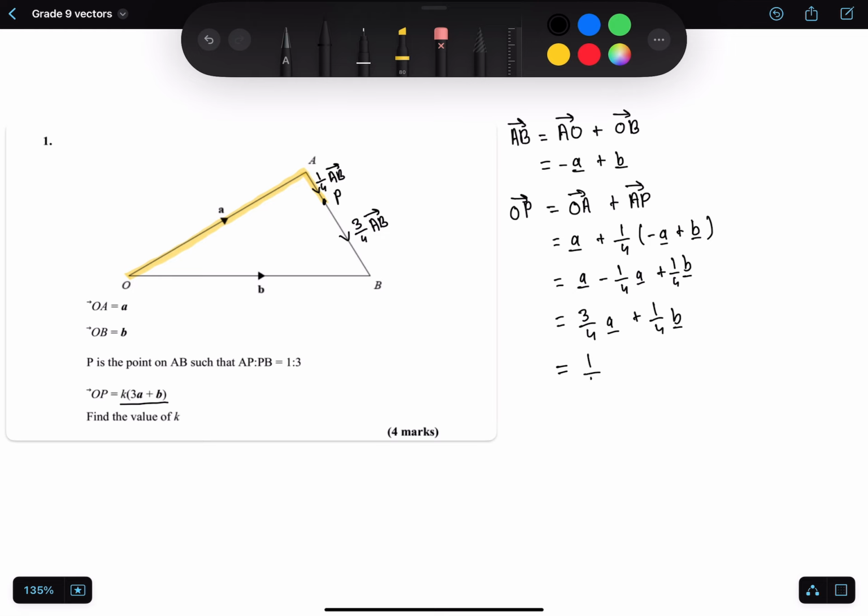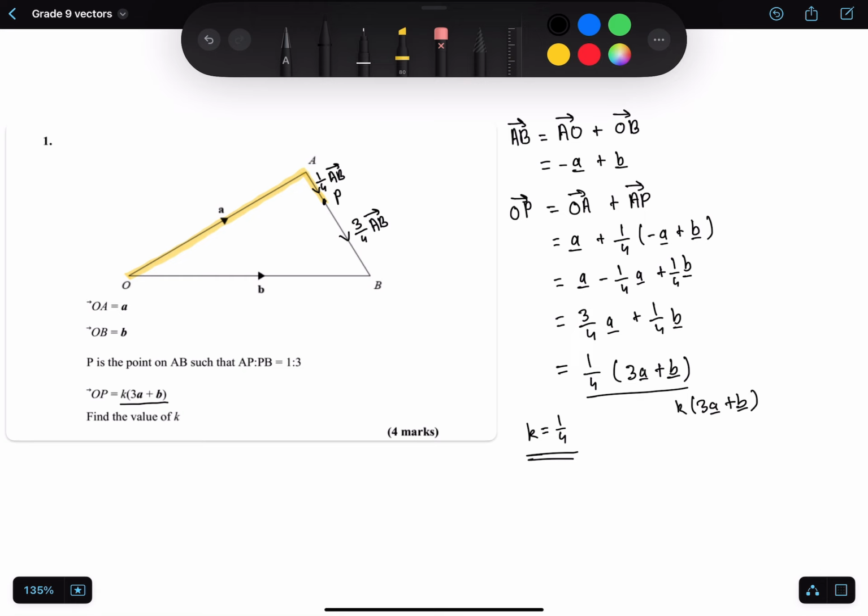Essentially, we pull out the 1 over 4 because it's a common factor, and then we have 3A plus B on the inside. So when you multiply what's inside the brackets by 1/4, you'll get that again. So now we have it in the form that they want us to have it in. We can then determine what K is, because this equation here gives you K times (3A plus B). So now we know that K is 1 over 4.